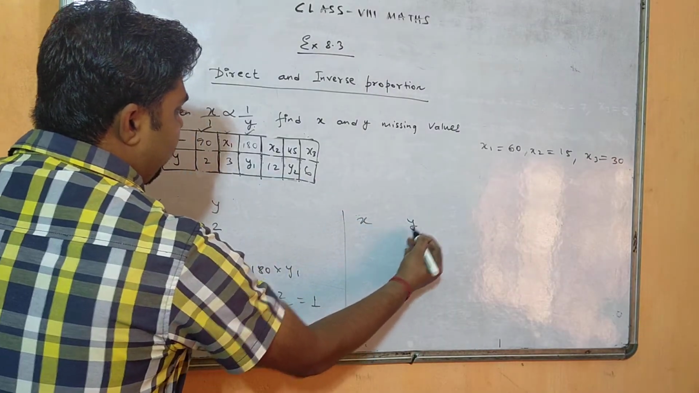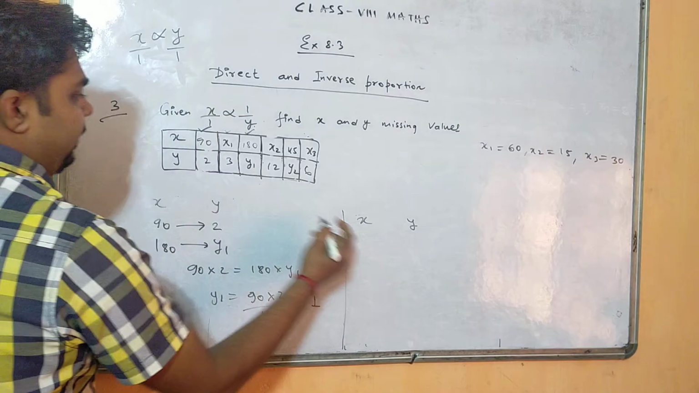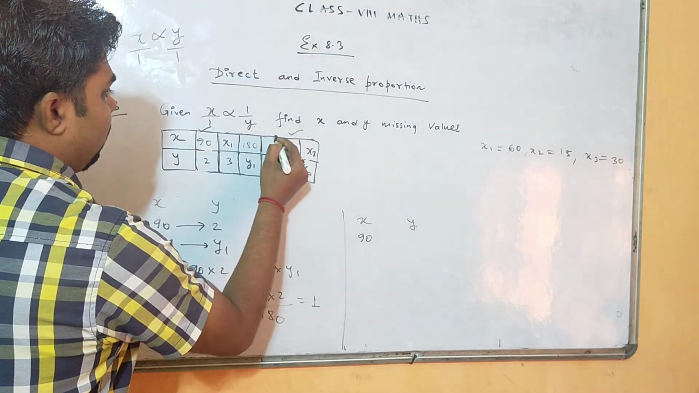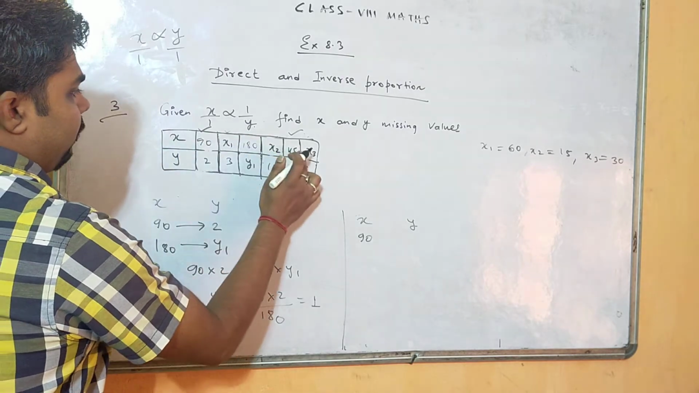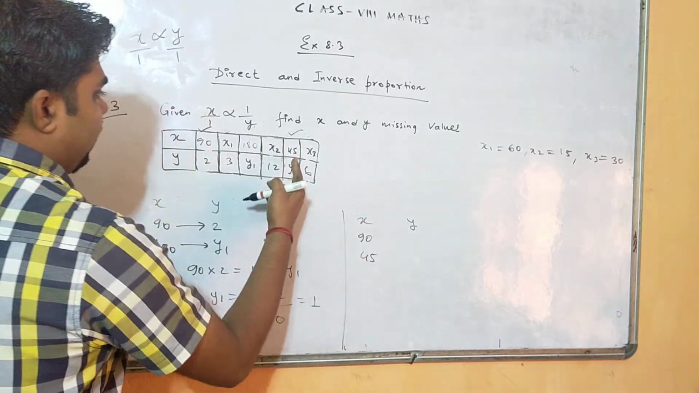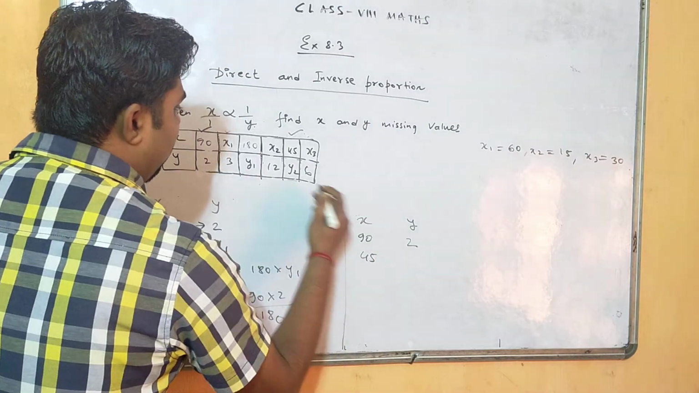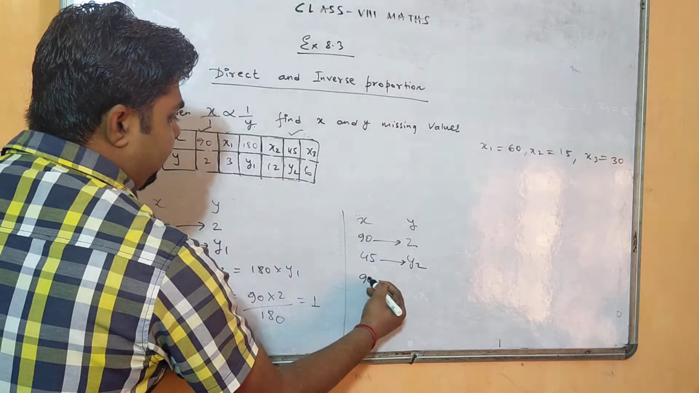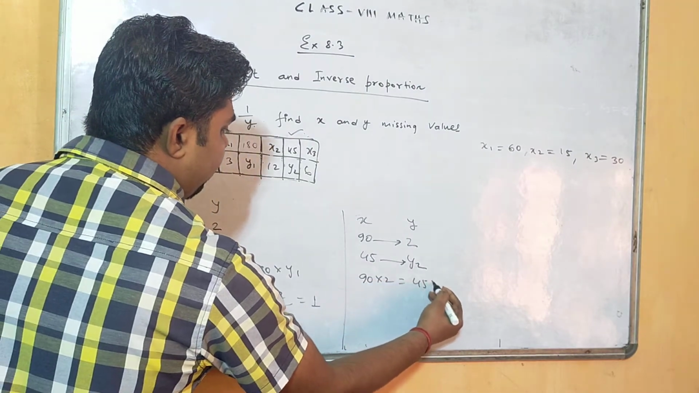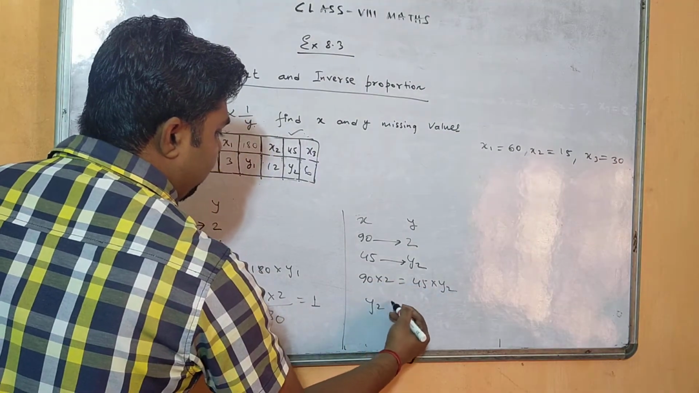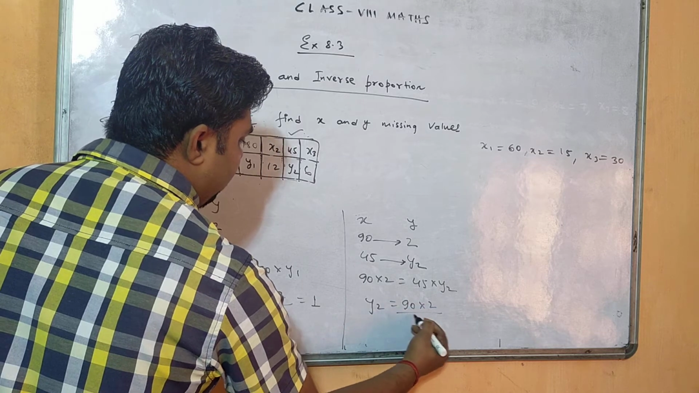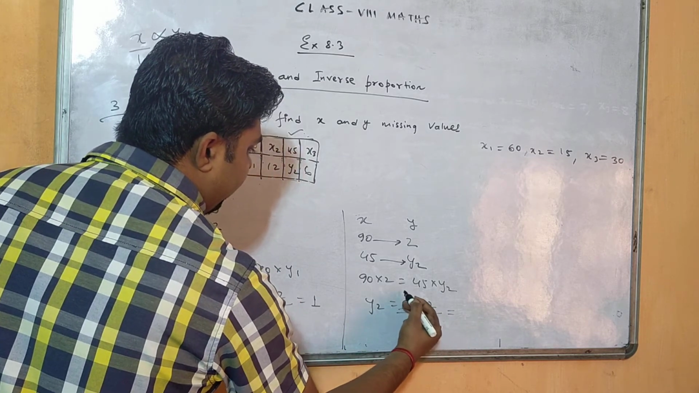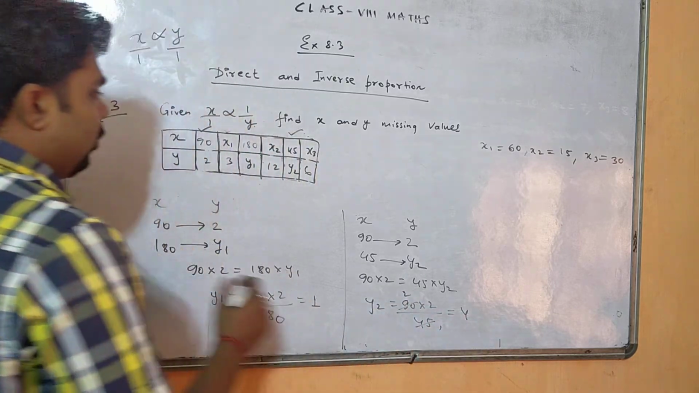Next we will find y2. Again I will write x and y. In x, what will I substitute here? 90. Now I have to consider this column. So 90 and 45, and here 2 and y2. Again direct multiply. So 90 into 2 equals 45 into y2, or y2 can be written as 90 into 2 by 45. So 45 1s are 45, 45 2s are 90, that is 2 2s are 4. Now we got all the values here.